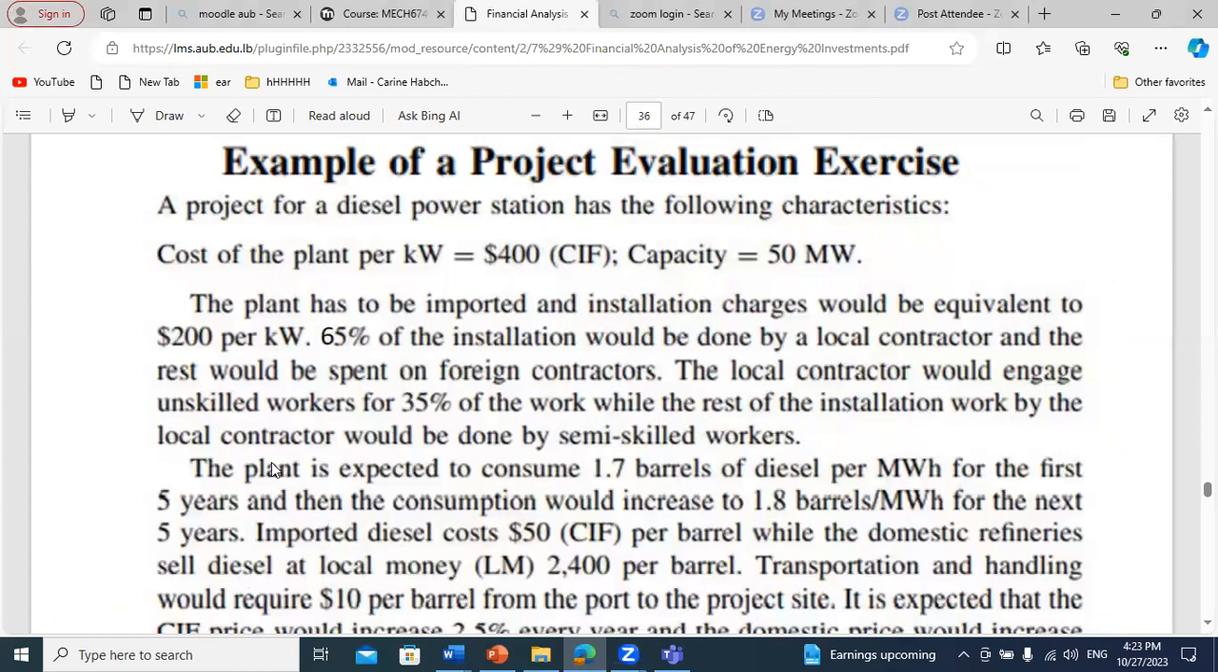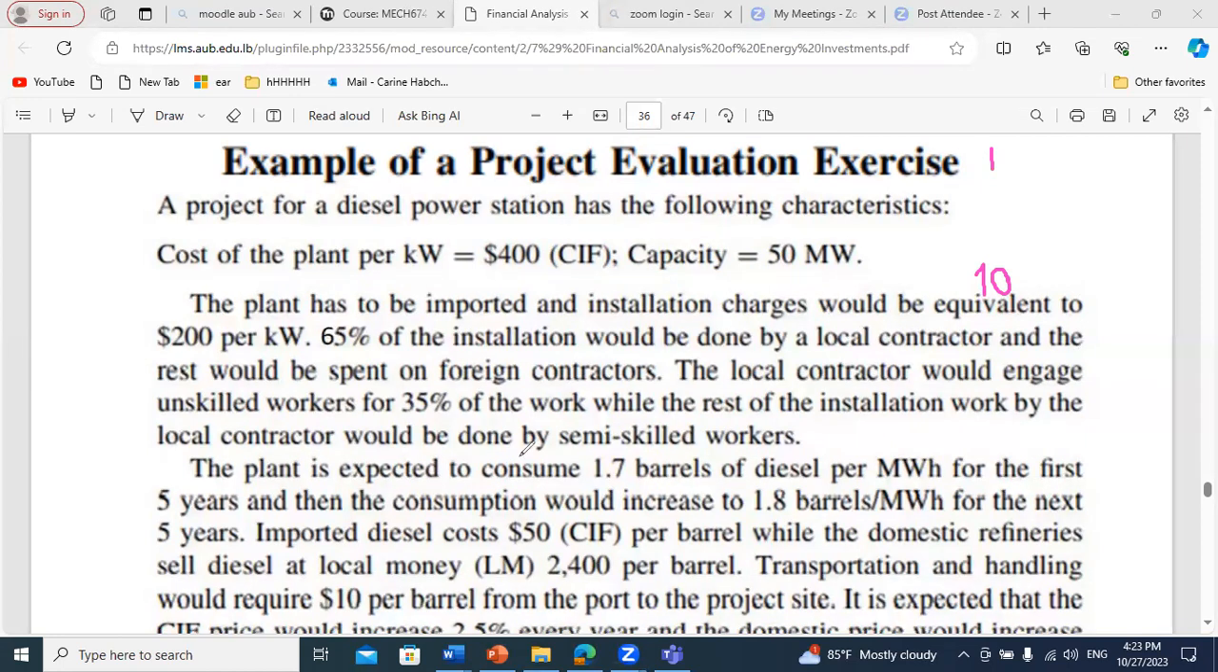Okay, now the plant is expected to consume 1.7 barrels of diesel per megawatt hour for the first 5 years, and then the consumption would increase to 1.8 barrels per megawatt hour for the next 5 years. In this problem, they will ask us to calculate for 10 years, from year 1 to year 10, how the costs and incomes will be, and we'll calculate the net present value in order to decide if this project is better to consider on the economic level or on the financial level.